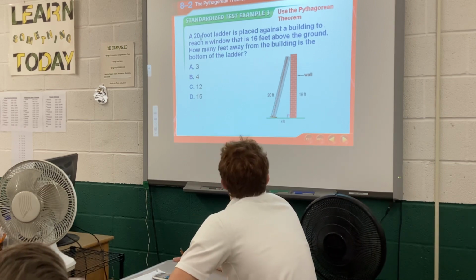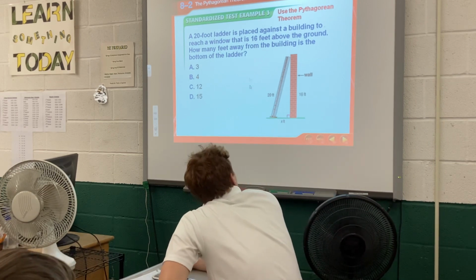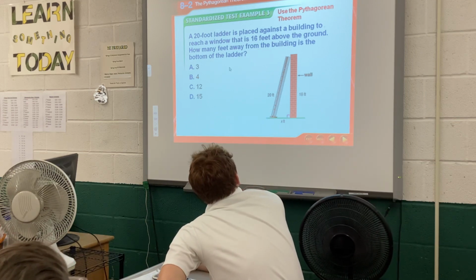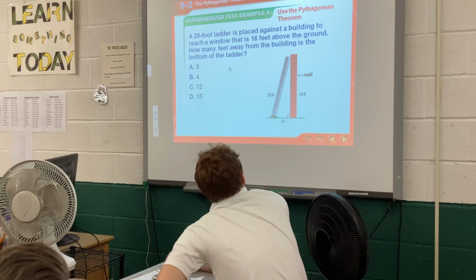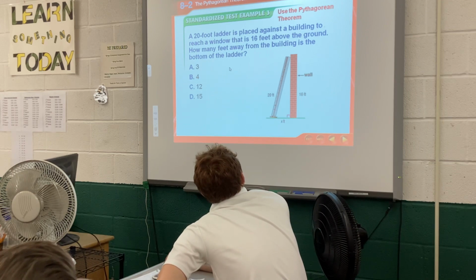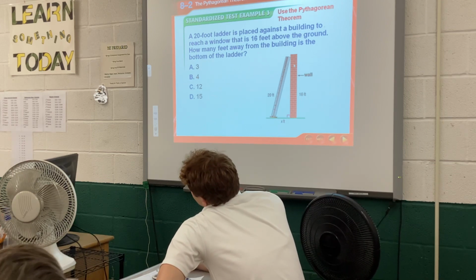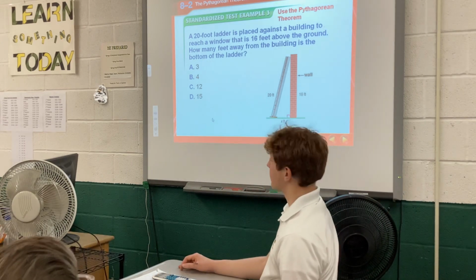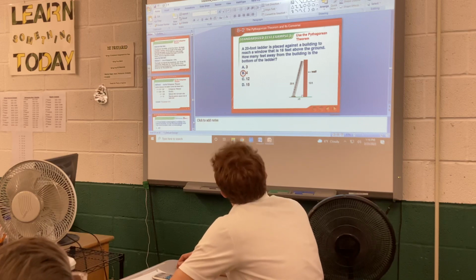A 20-foot ladder is placed against the building to reach a window that is 16 feet above. How many feet away is the building from the bottom of the ladder? So if Gabriel wants to be safe when he's climbing up to rescue his damsel in distress, he would have to figure out how far to put his ladder.